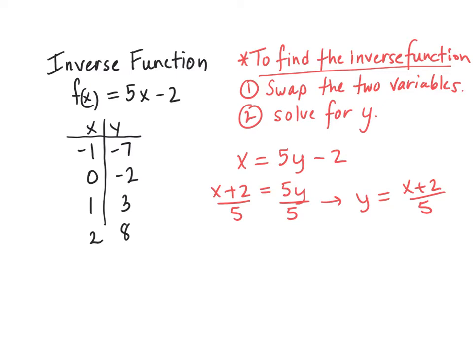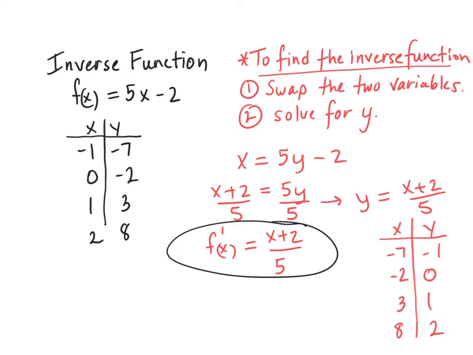We could write that function like this then. F inverse of x, the little mark up there means inverse, equals x plus 2 over 5. Let's just prove that this is the inverse function. If I plug in negative 7, I should get negative 1. F inverse of negative 7 would equal negative 7 plus 2 over 5. Negative 7 plus 2 is negative 5, and negative 5 divided by 5 is negative 1.